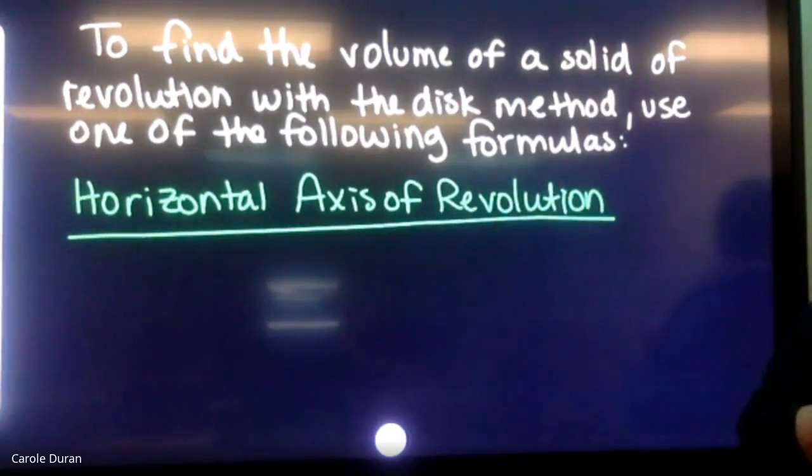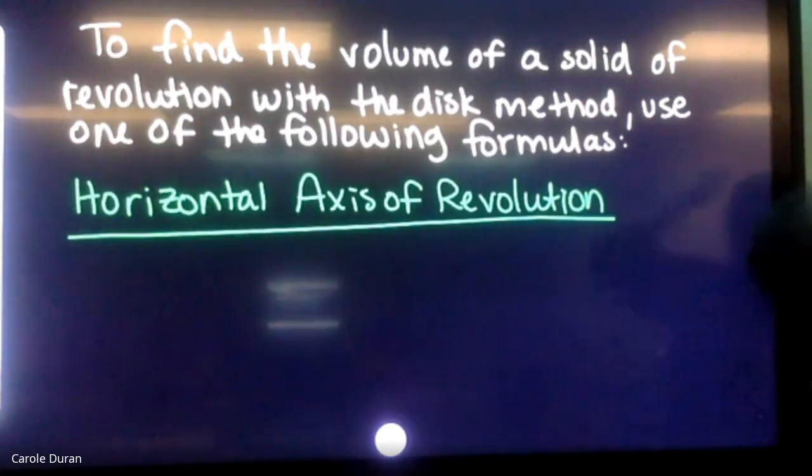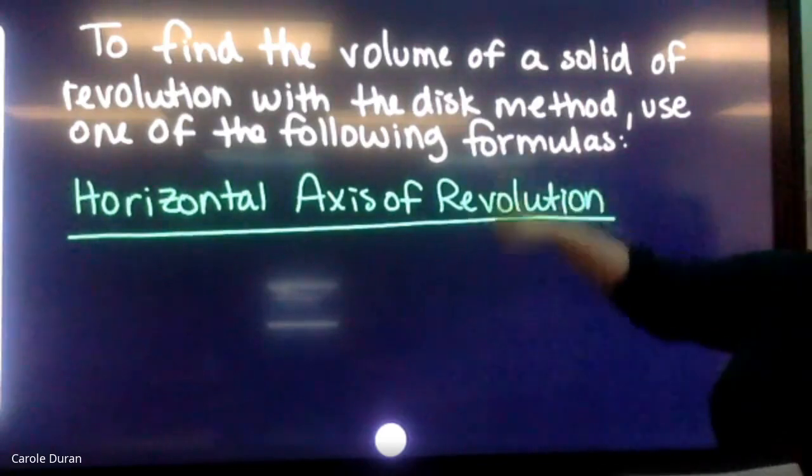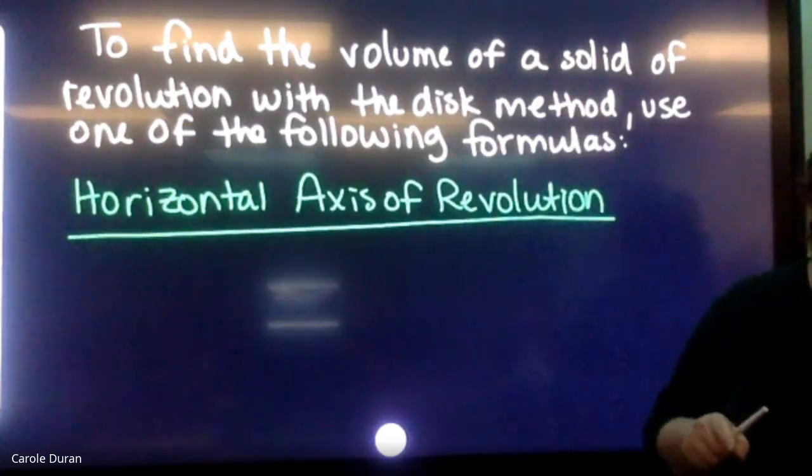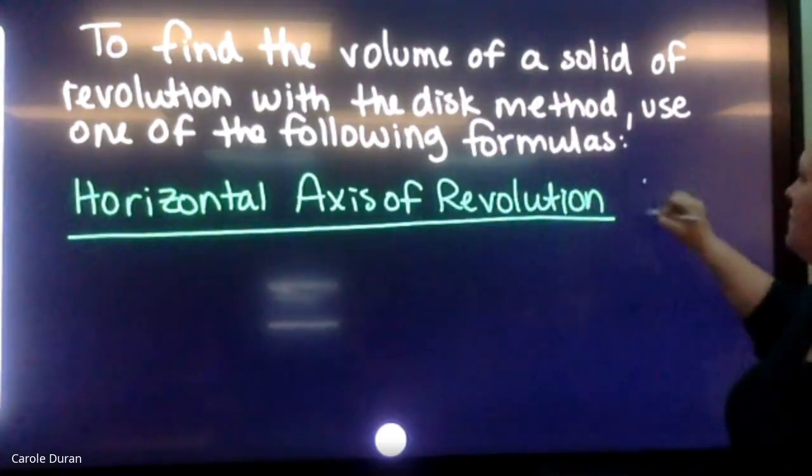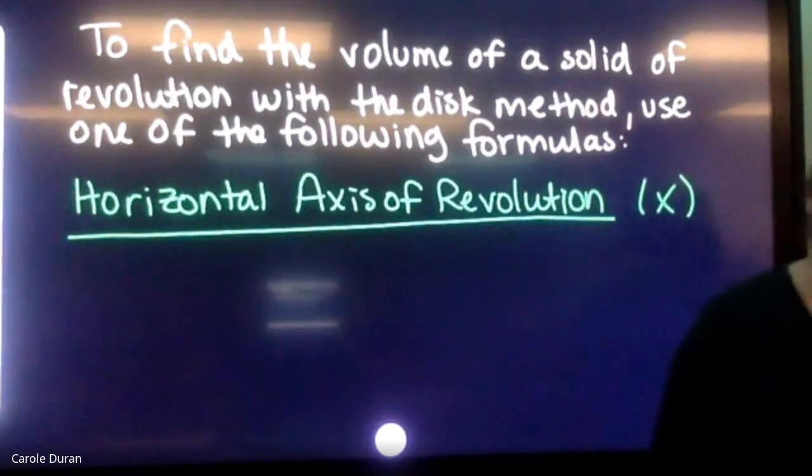What about like the z-axis? No, we're not doing that. A horizontal axis of revolution would be in terms of x. Okay, so horizontal is in terms of x, vertical will be in terms of y.